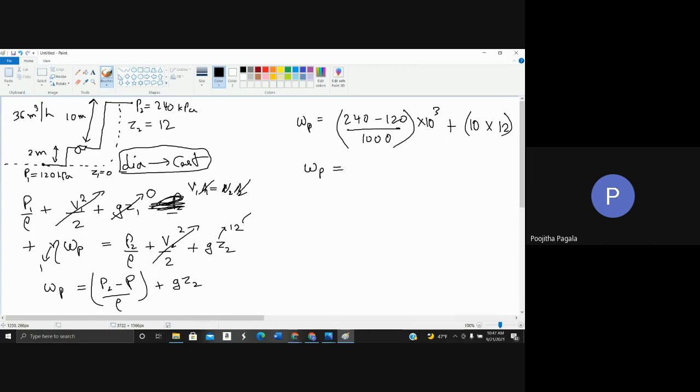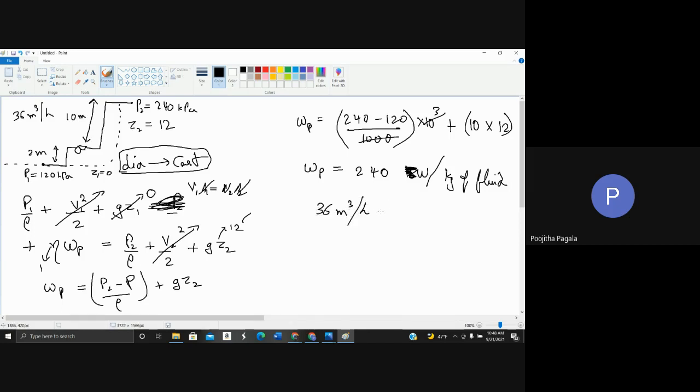So I get WP as 240 joule per kg of fluid. Always remember every term in the Bernoulli equation corresponds to per unit mass of fluid. So WP will also be per unit mass of fluid which has been transported. But now you want to calculate it for 36 meter cube per hour.